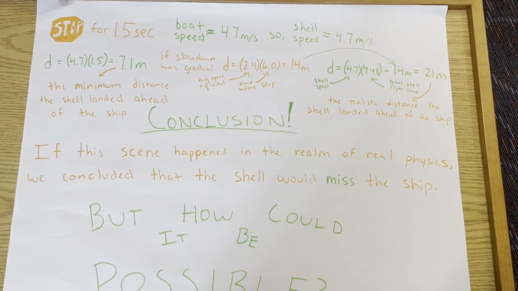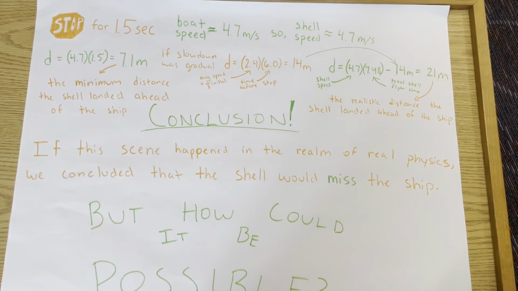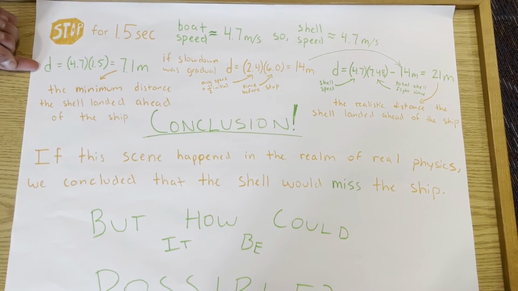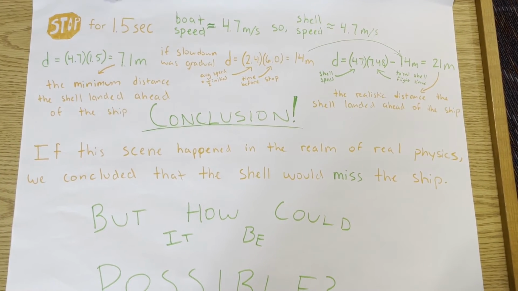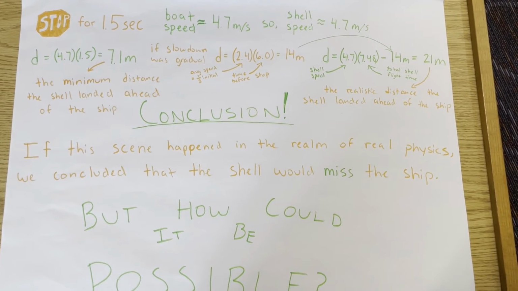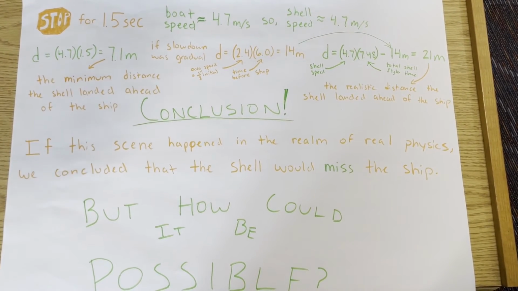And it seemed to happen abruptly. And if it did happen abruptly, we could estimate the shell to still land about 7.1 meters ahead of the ship. But because ships cannot stop instantly, we know that it has to slow down.